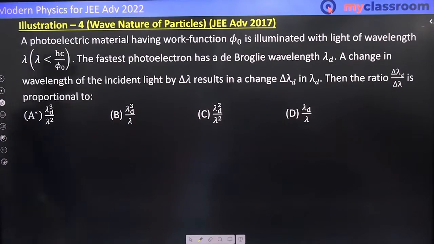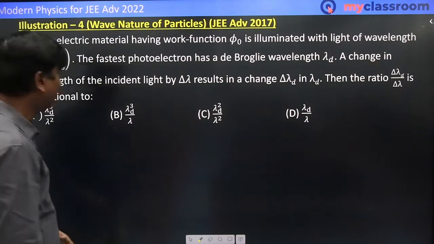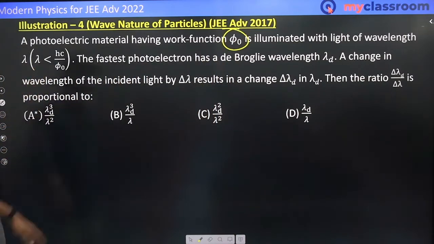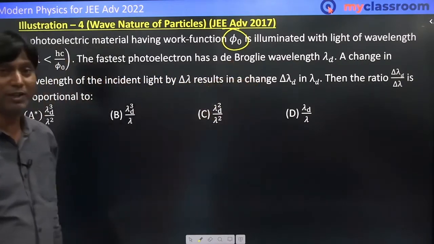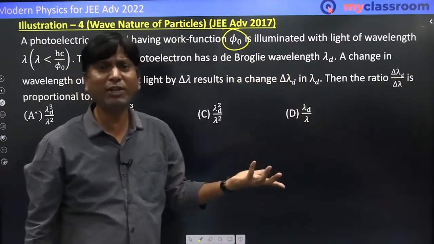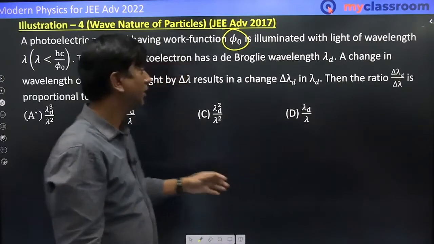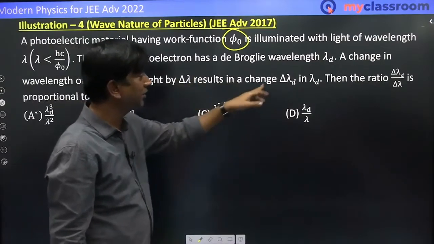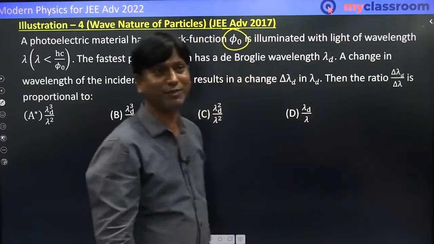Take this question. A photoelectric material having a work function of phi naught is illuminated with light of wavelength lambda, and lambda is less than hc by phi naught. The fastest photoelectron has a de Broglie wavelength. See, they did not give the kinetic energy of the fastest electron, rather they have given the de Broglie wavelength. When the de Broglie wavelength of the electron is given, we know how to find the kinetic energy of the electron. Okay. So a change in wavelength of the incident light by delta lambda results in a change delta lambda d in de Broglie wavelength.